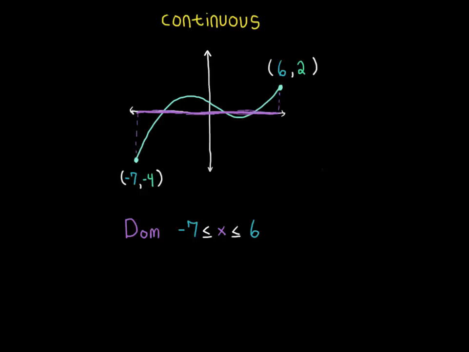We use the exact same approach to find the range, but we look at the y-axis instead. -4 is the lowest point on the graph, and +2 is the highest point on the graph. So the range is all the values in between -4 and +2. Again, we represent with an inequality. -4 is less than or equal to y, which is less than or equal to 2.